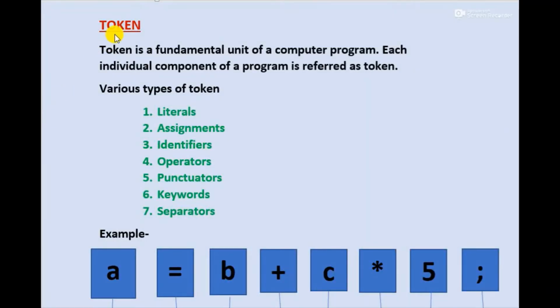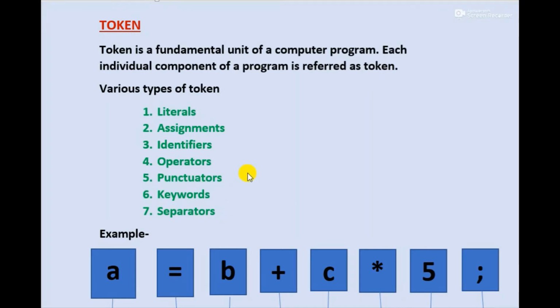The next topic is token. So first of all just understand what is token. Token is the fundamental unit of a computer program. Each and every component of a program is called token, we can say. So various types of token which are used in a Java program are literals, assignments, identifiers, operators, punctuators, keywords, and separators.